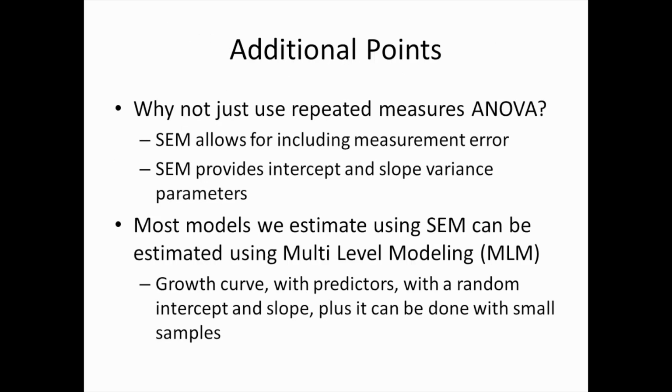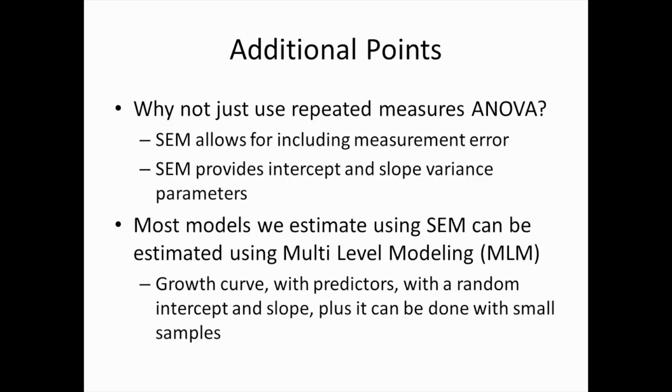Okay, some people prefer to use repeated measures ANOVA for longitudinal or repeated measures data. SEM both includes measurement error, and it provides variance parameters for the intercept and slope, which you don't get with an ANOVA approach.